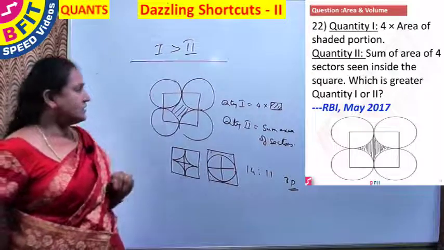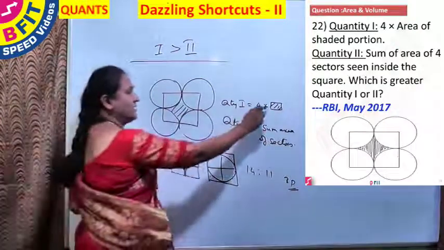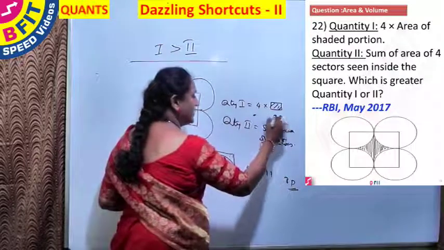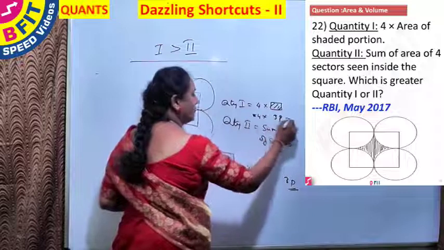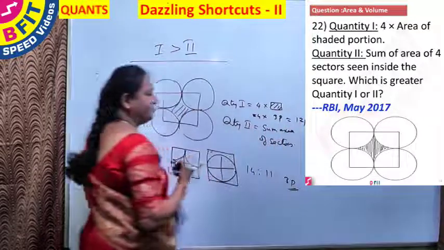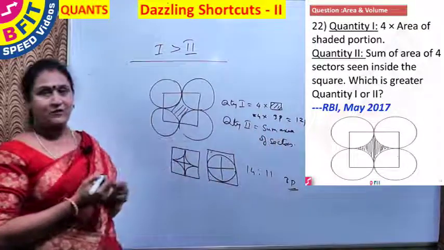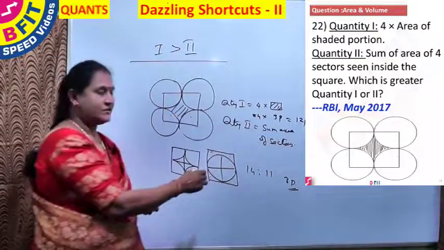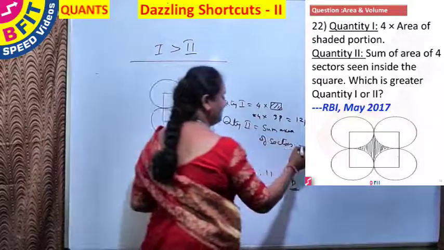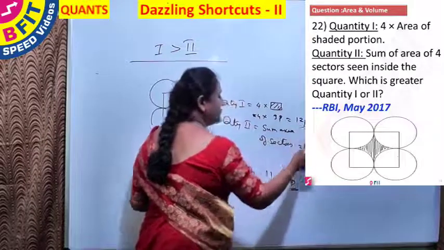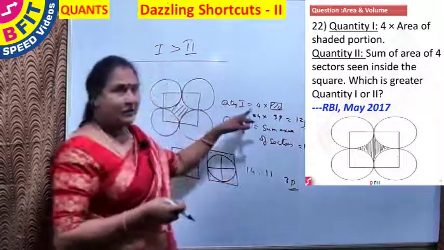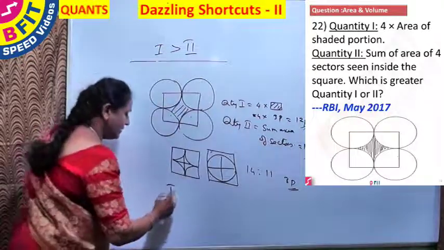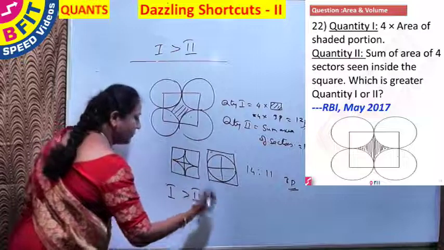And now working for these quantities, quantity 1 is this shaded part into 4. So what is this shaded part? 3 parts, into 4. So we have 12 parts. And what is the sum of area of sectors? When you add all these sectors, you will get the area of a circle which is 11 parts. So now which is greater? 4 into the shaded part, 12 parts, is greater. So quantity 1 is greater than quantity 2.